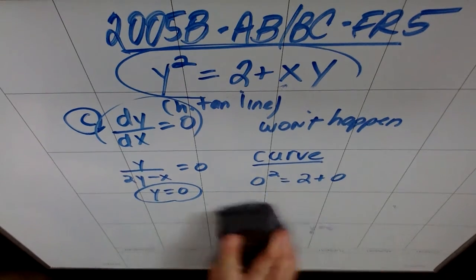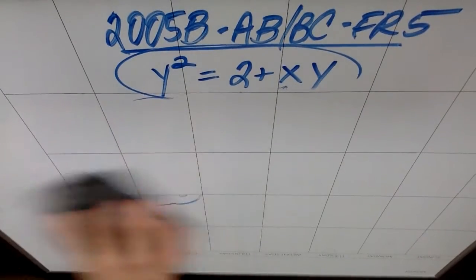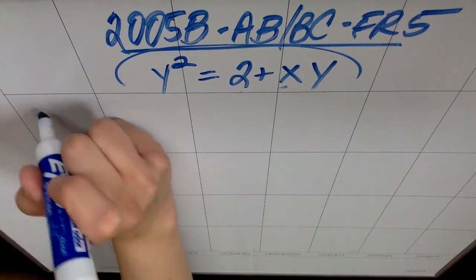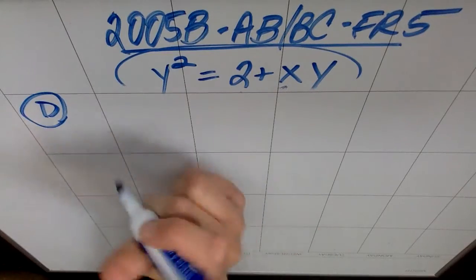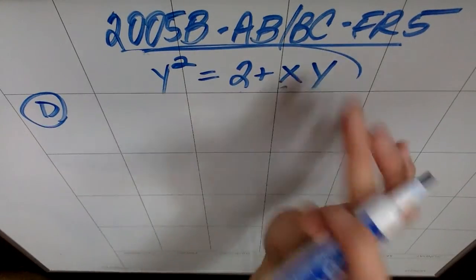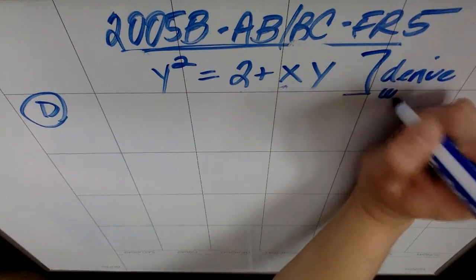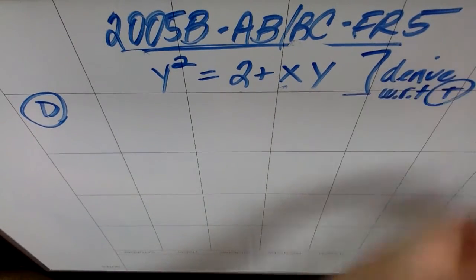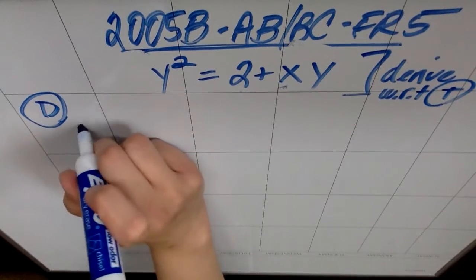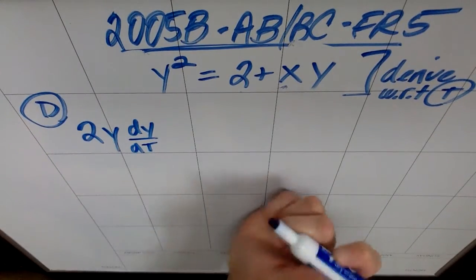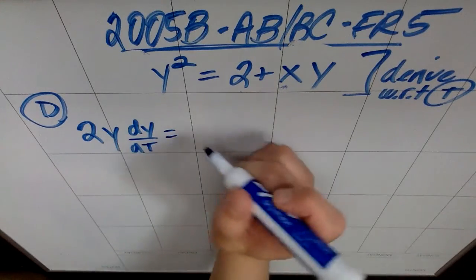Cool. This is sort of a related rates question. I mean, it's a related rates question that's hiding as a parametric question, but it's not really parametric, which is why it's allowed to be on an AB question. So now we're going to derive with respect to t. The derivative of this guy with respect to t is 2y dy/dt, because I just derived some stuff that wasn't a t, equals, I derived the 2 and it's still 0, great.